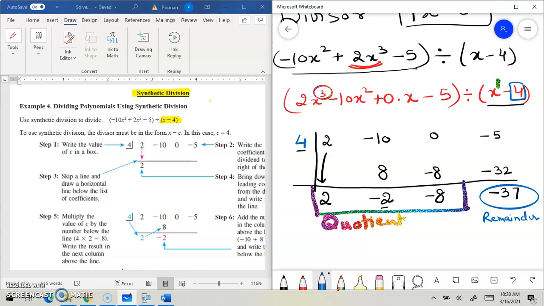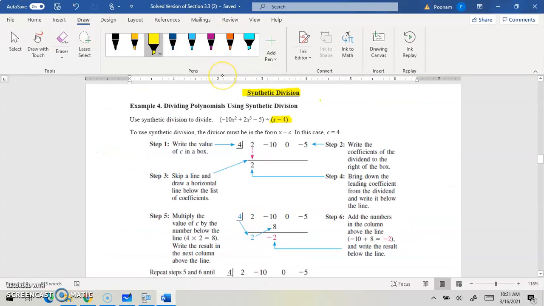Okay. How do you write the quotient? Again, the quotient is a polynomial. It will be a polynomial of degree 1 less than the given dividend, that is 3. So now the quotient will be a polynomial of degree 2. These are just the coefficients of the quotient polynomial. So 2x squared minus 2x minus 8 is your quotient. And the remainder is negative 37.